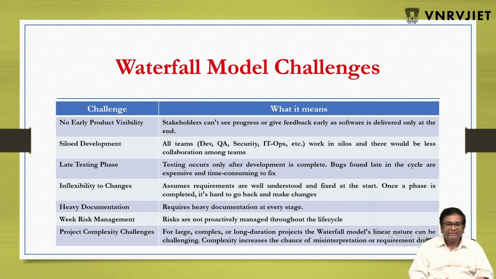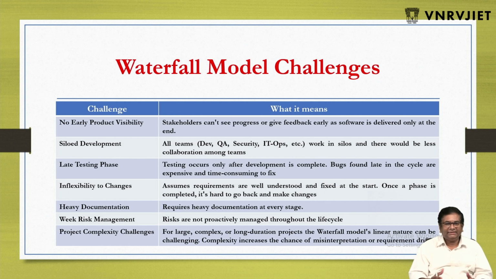And the third one is the late testing phase. Testing occurs only after the development is completed, right? That's what the waterfall model prescribes. If there are small or medium bugs, they could be fixed by developers. But sometimes bugs found late in the cycle are very expensive and time consuming to fix. That could affect the timelines, and could require a total revamp of some of the crux of the code. So that's the problem with the late testing phase.